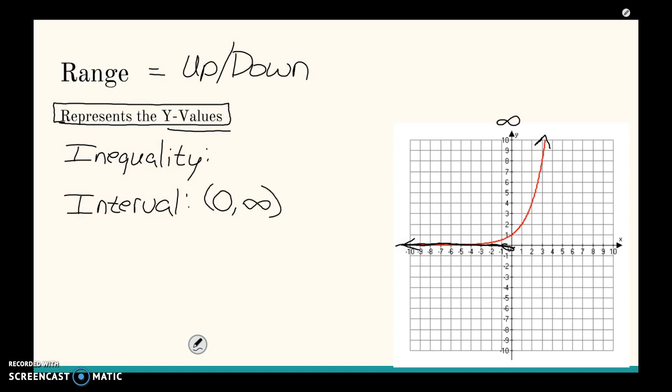And then since it never actually is equal to any of those values, we put parentheses around it to indicate that it gets close to, but is never actually equal to those values. For an inequality, we write it the same way. That's going to be y, two less than signs, and then we're going to have the lowest number being 0, the highest number being infinity. And that just reads that y is greater than 0, but y is less than infinity. So that means it's all the values between 0 and infinity.